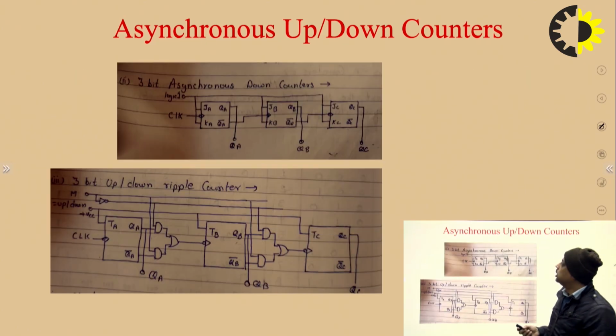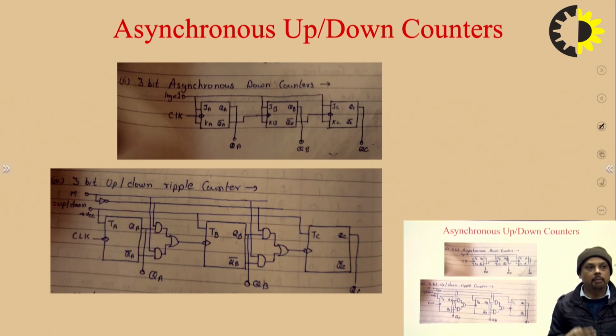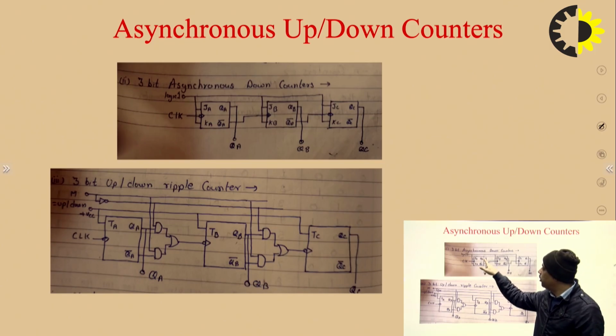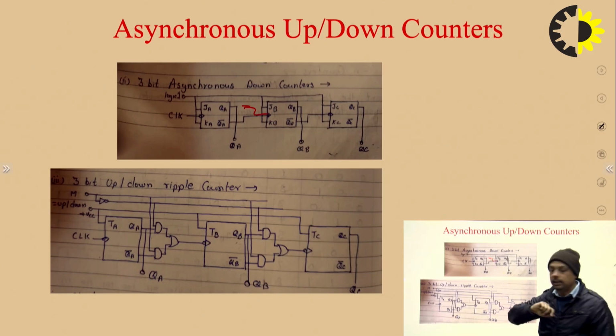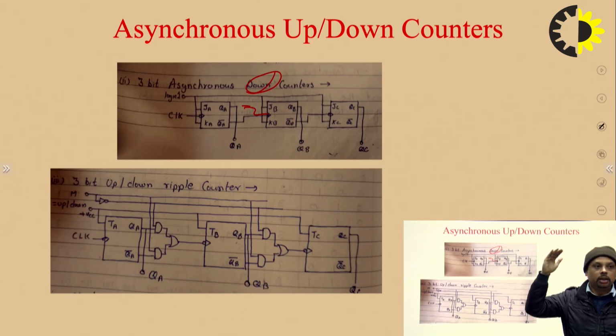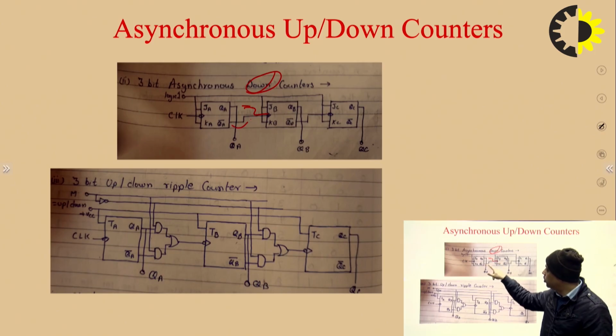Now there is another thing, that is, we can perform up and down counting with the help of this 3-bit JK asynchronous counter. For up counting we have to feed the next flip-flop with the Q output. But in case of down counting, that is from 3 to 2, 1, 0, we have to feed the next clock pulse with the Q bar output, as we can see over here for the negative edge triggering.